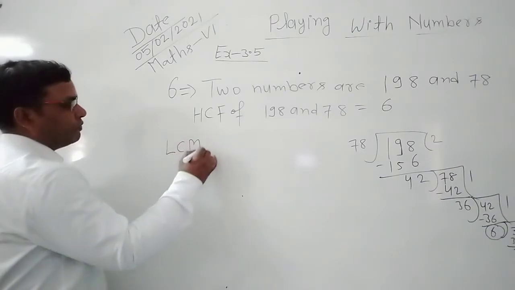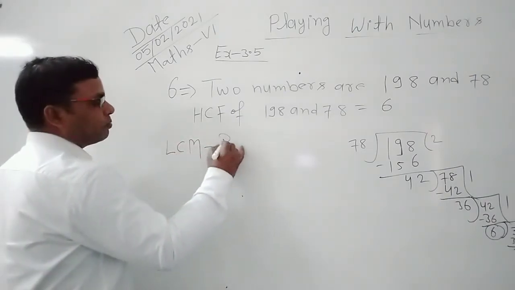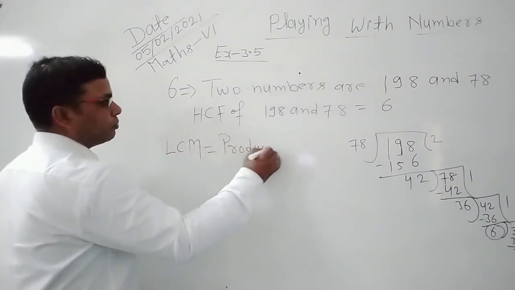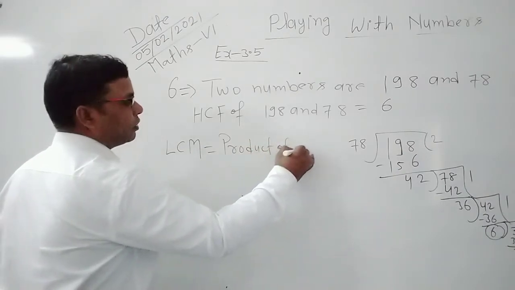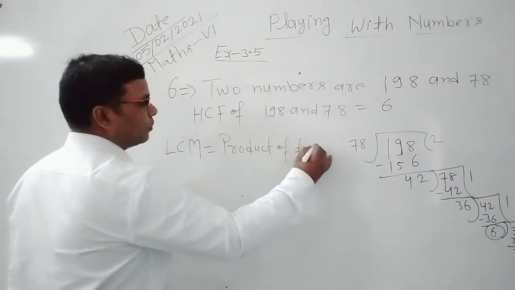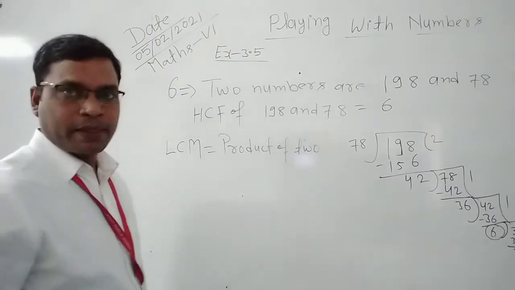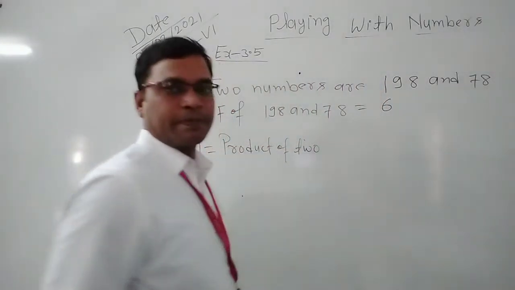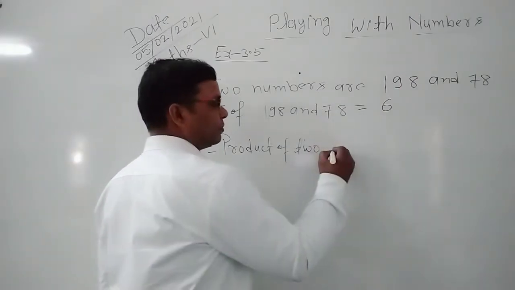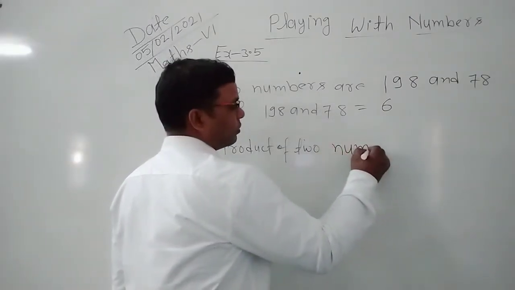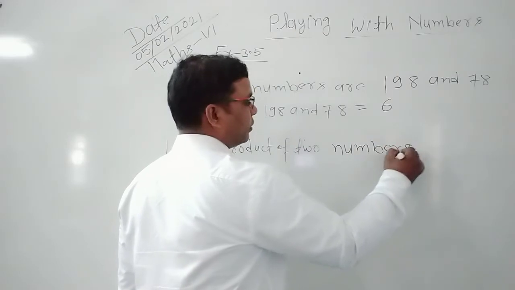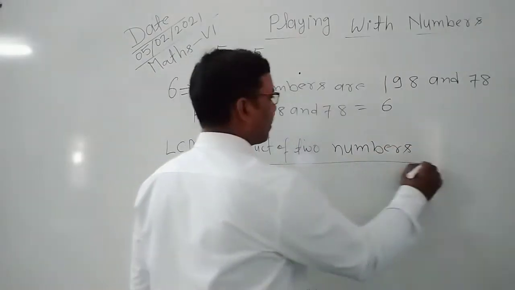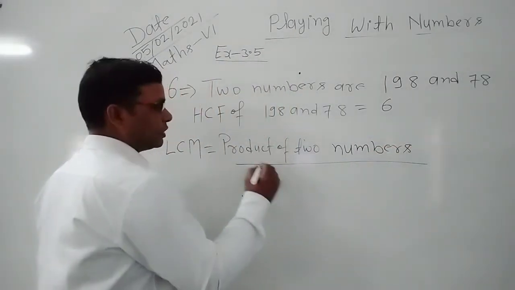LCM of two numbers is equal to the product of the two numbers divided by the HCF.